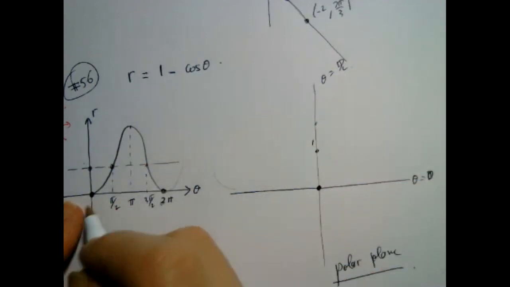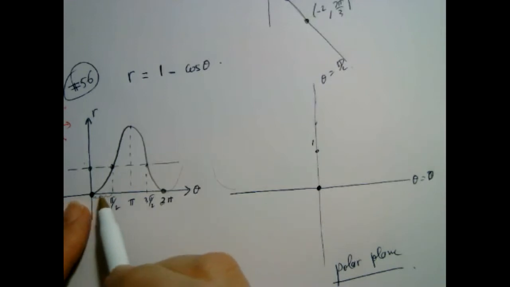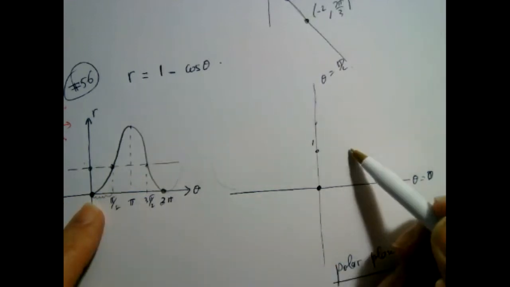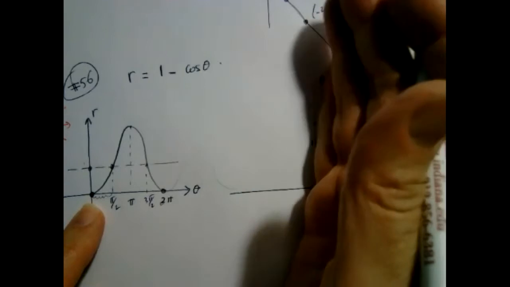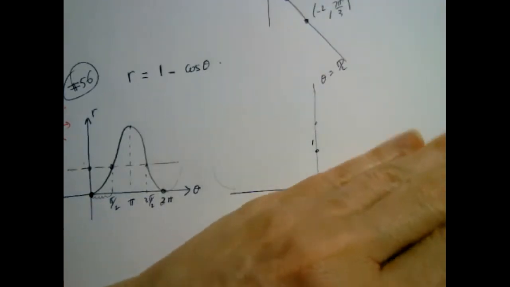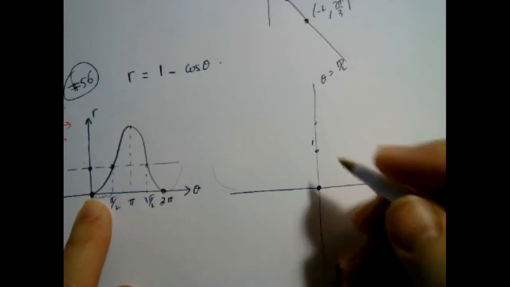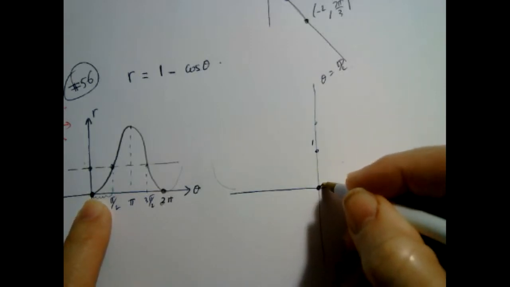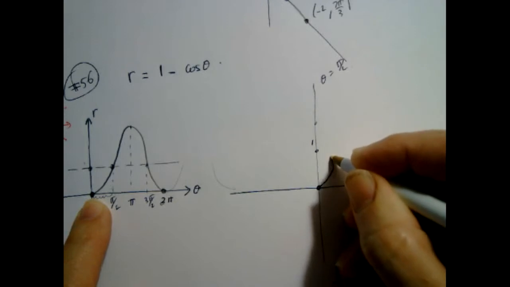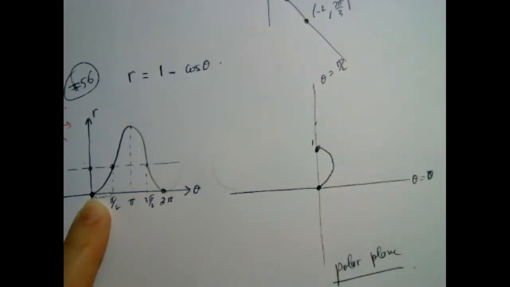Between 0 and pi over 2, R is positive, so theta sweeps this region. That's the way I think of it. Theta sweeps this region. R is positive. It means my point is here, and it's increasing. So it started at 0, and is increasing, increasing, increasing, up to 1.